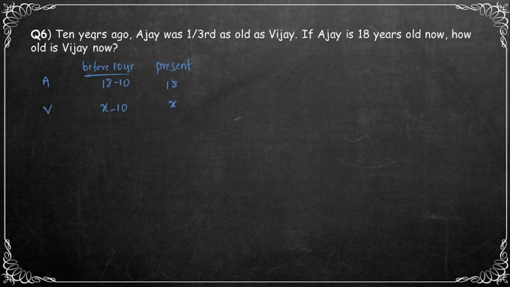First sentence is 10 years ago. That means in this column we have to see Ajay was, that means 18 minus 10, 8. Ajay was 1/3 as old as Vijay, 1/3 of age of Vijay, which is x minus 10. So we need to find age of Vijay now. So that means x is equal to question mark. So from this equation, 8 times 3 is 24 plus 10, which is 34. So answer is 34 years.